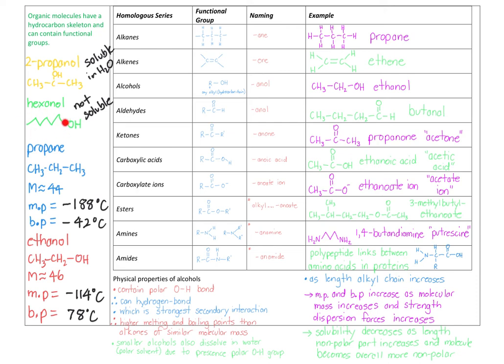If you go to hexanol, double the amount of carbons, much longer non-polar section compared to the polar OH group. So overall, it becomes more non-polar in nature. Therefore, it will not dissolve. It's not soluble in water because it's more non-polar. Water is polar, and we know likes only dissolve in likes.